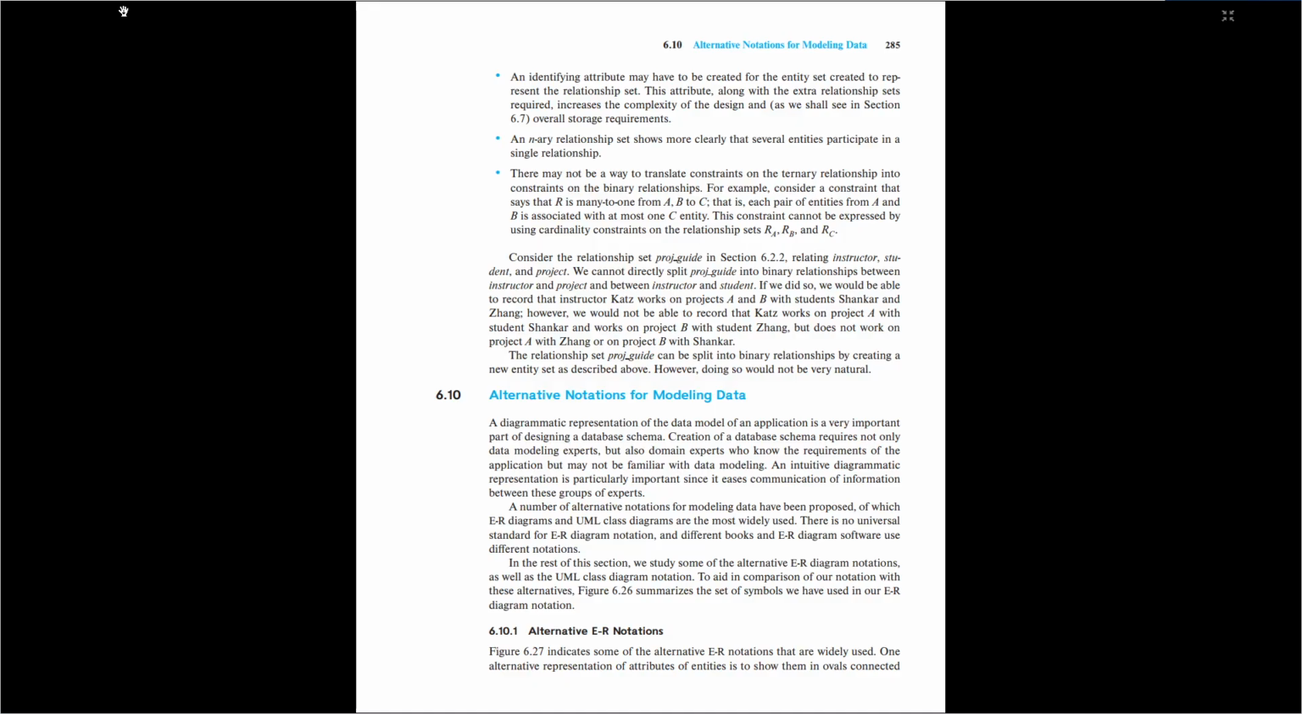Alternative notations for modeling data. A diagrammatic representation of the data model of an application is a very important part of designing a database schema. Creation of a database schema requires not only data modeling experts, but also domain experts who know the requirements of the application but may not be familiar with data modeling. An intuitive diagrammatic representation is particularly important since it eases communication of information between these groups of experts. A number of alternative notations for modeling data have been proposed, of which ER diagrams and class diagrams are the most widely used. There is no universal standard for diagram notation, and different books and diagram software use different notations.